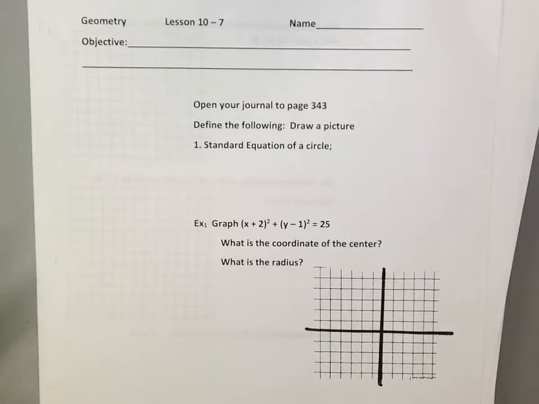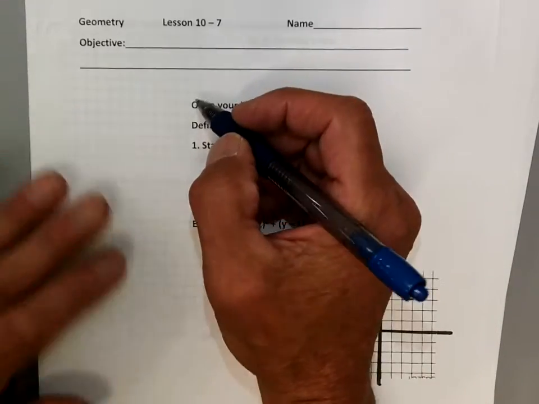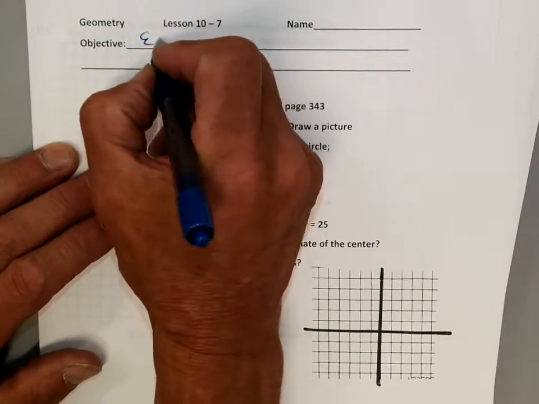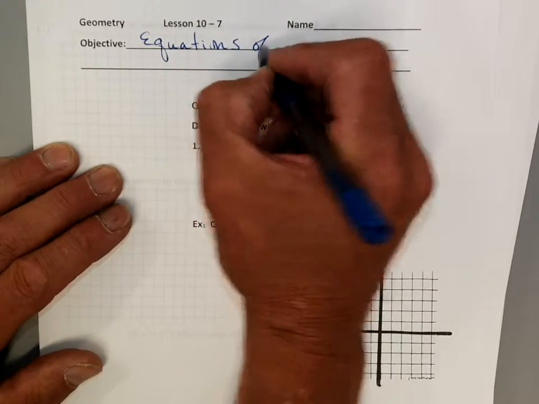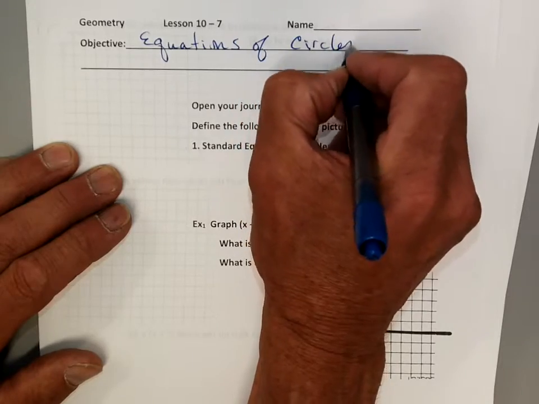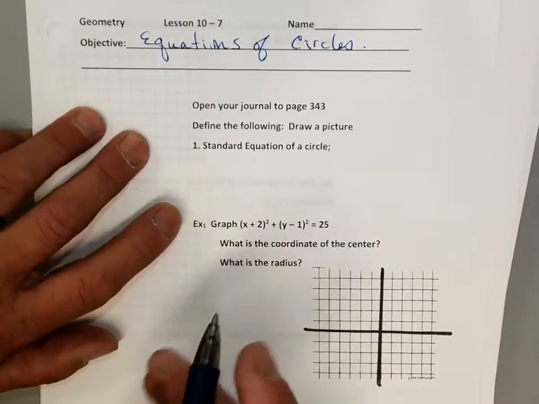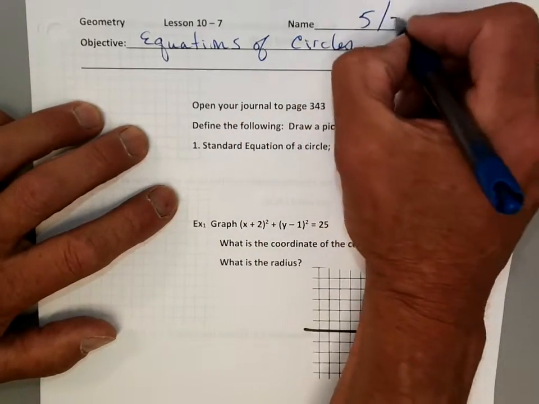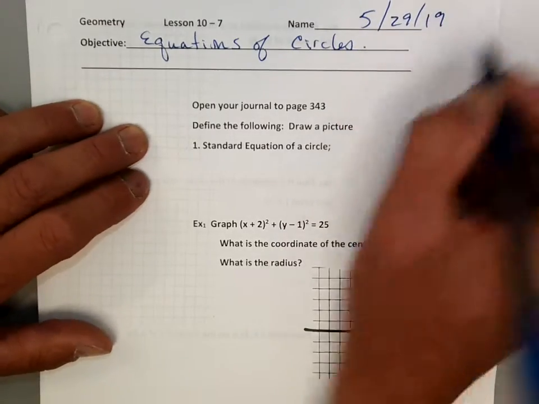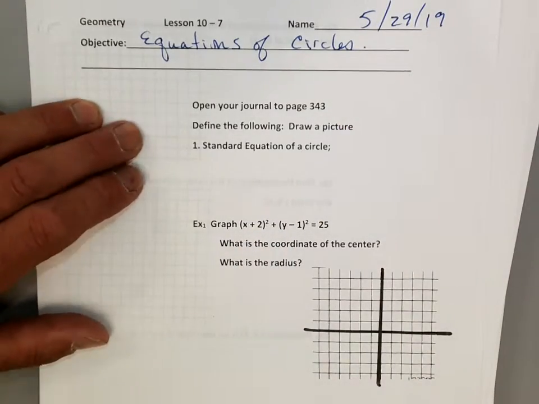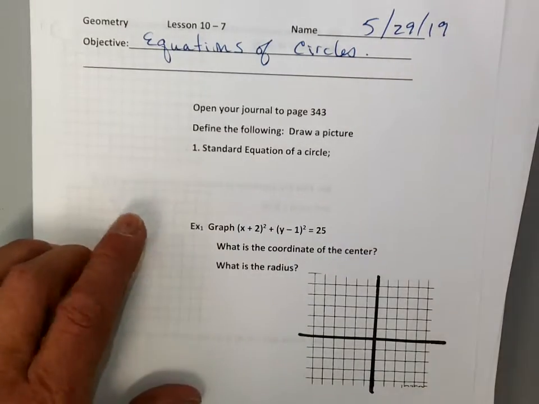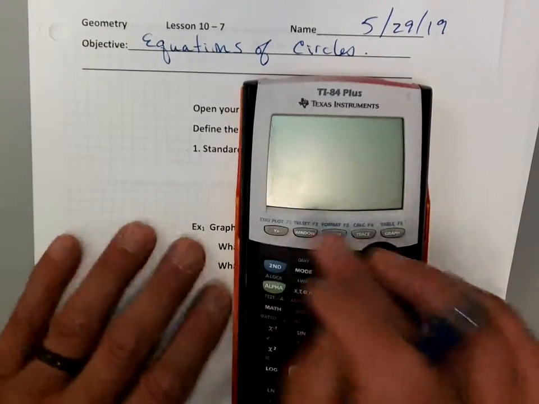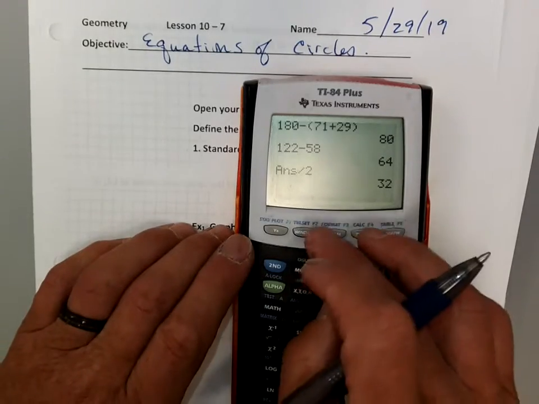Okay, here we go. So, objective: equations of circles. Okay, if I tried to graph a circle on my calculator, the problem with calculators and circles is this.